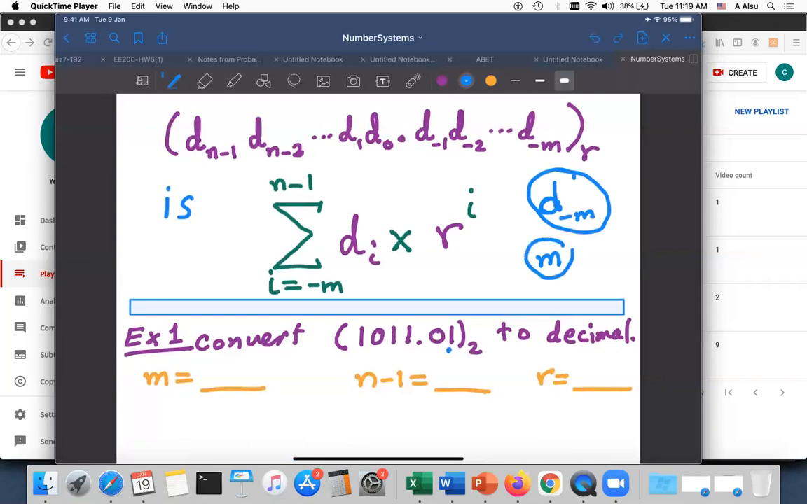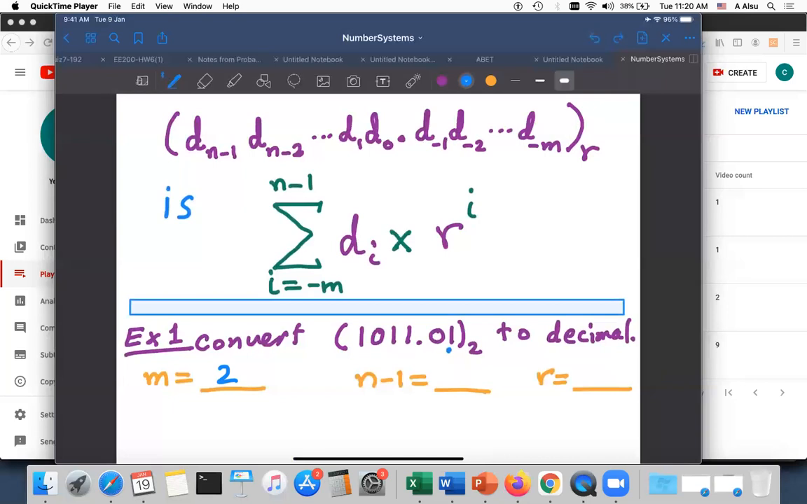But m itself represents what? The number 2 in this example. It's the number of fractional bits. So n minus 1 is 3, because we have d sub 0 up to d sub 3. This is d sub 0, d sub 1, d sub 2, d sub 3, right? This is n minus 1. So we have n equals 4. So n is the number of integer digits, or bits. You see that?